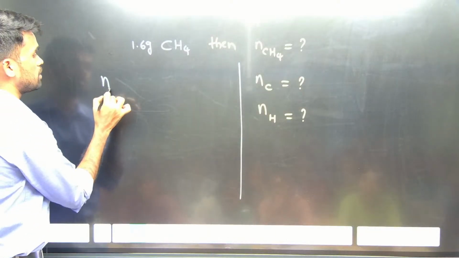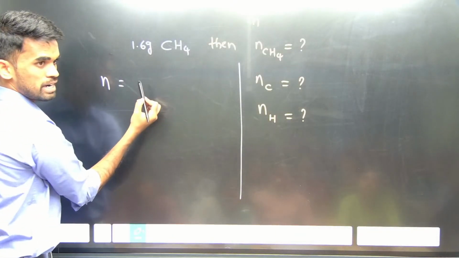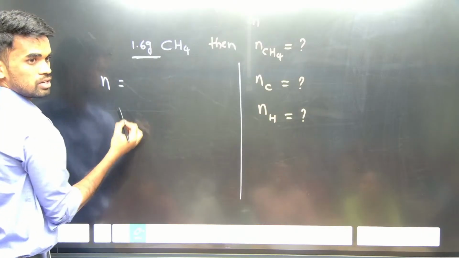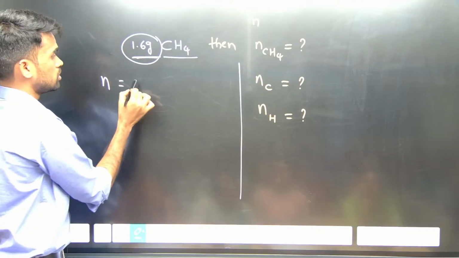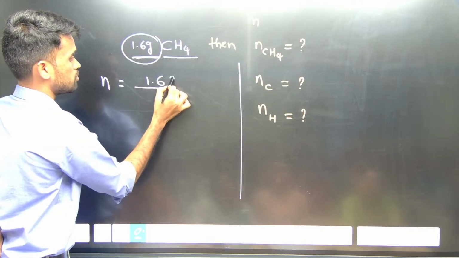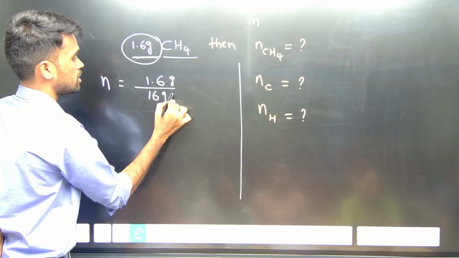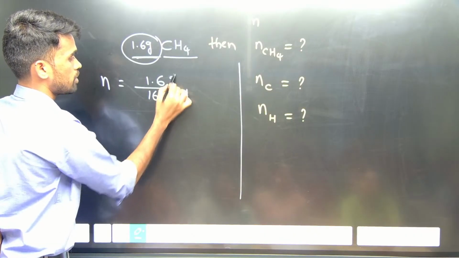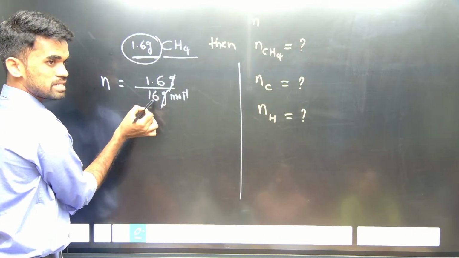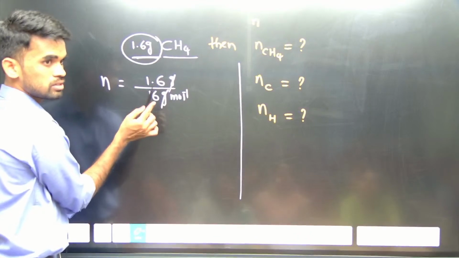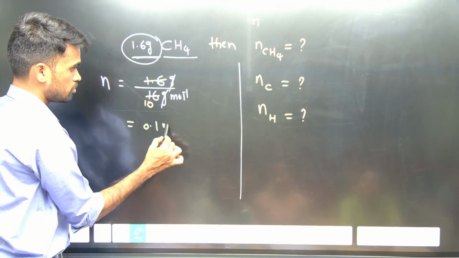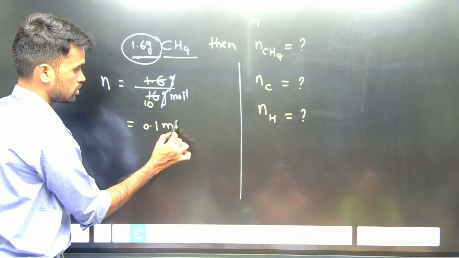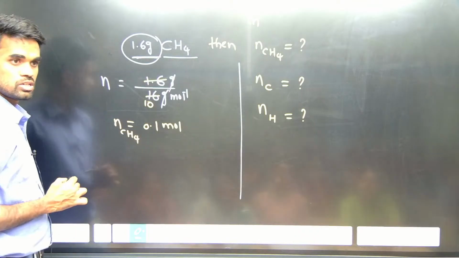Whenever I ask the number of moles, what is the data they provided for us? Weight is provided. Now what is the molar mass? 16. So 1.6 grams by 16 gram per mole. Gram cancels. So 1.6 by 16 means how many times? This is 10. So this is 1 by 10, which means 0.1 mole. So what is your answer? Number of moles of methane means 0.1 mole.